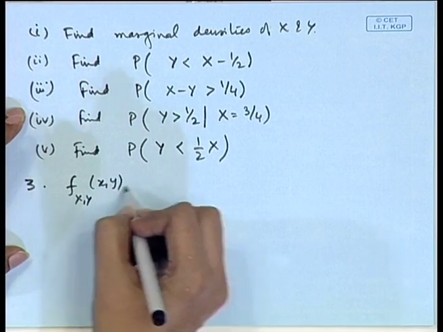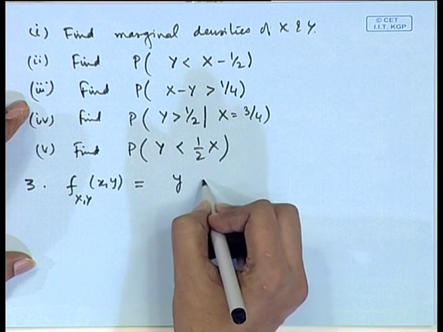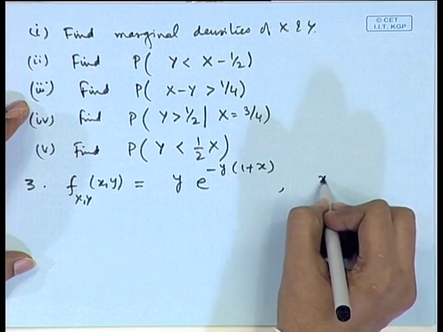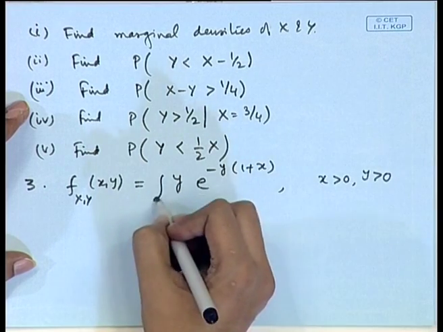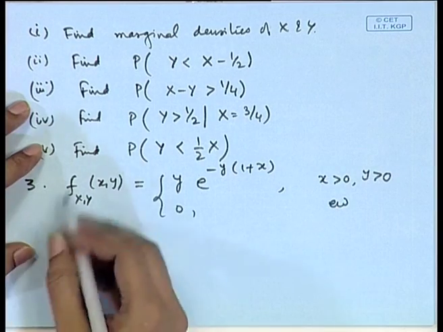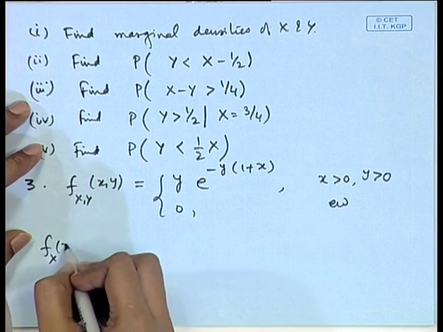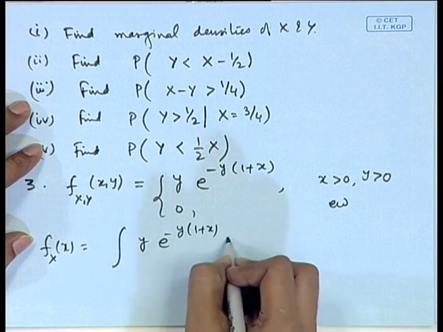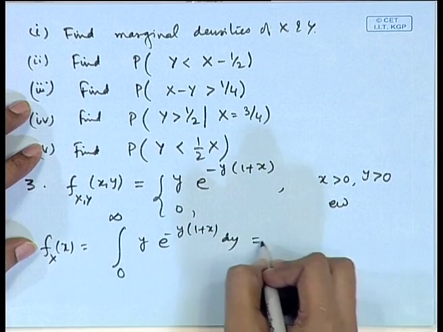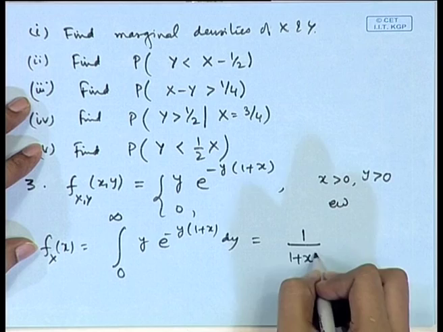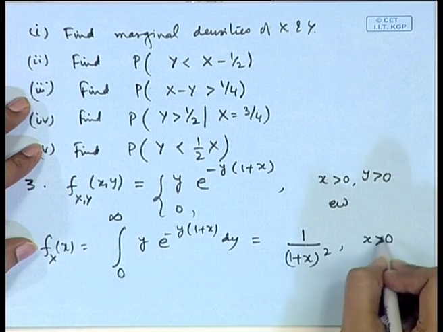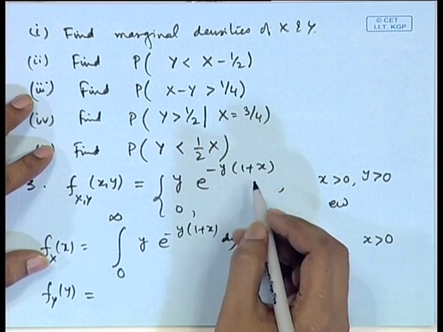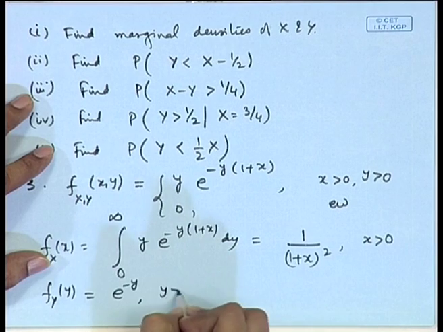Suppose x and y denote component lives of certain equipment consisting of two components. Let us look at say marginal distributions here. Then this is integral of y e to the power minus y(1 + x) dy. So, it is equal to 1 by (1 + x) whole square. If we consider say marginal of y, then we will integrate with respect to x, then that is equal to e to the power minus y, y greater than 0.